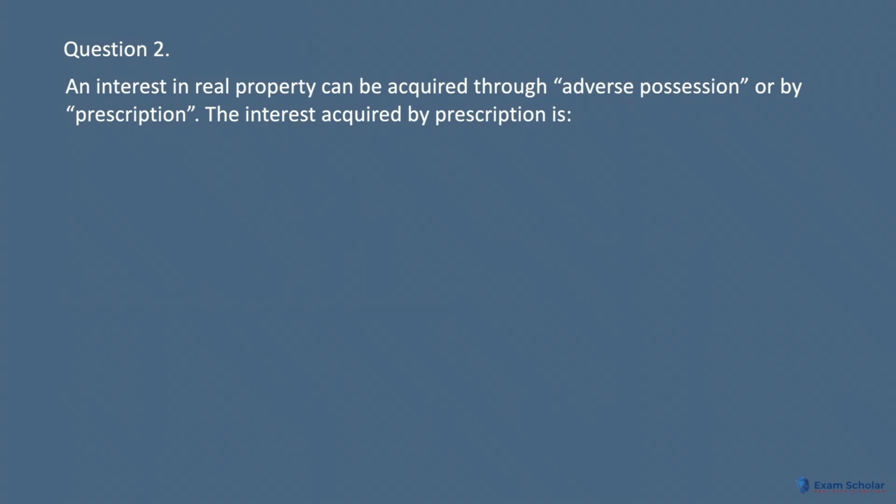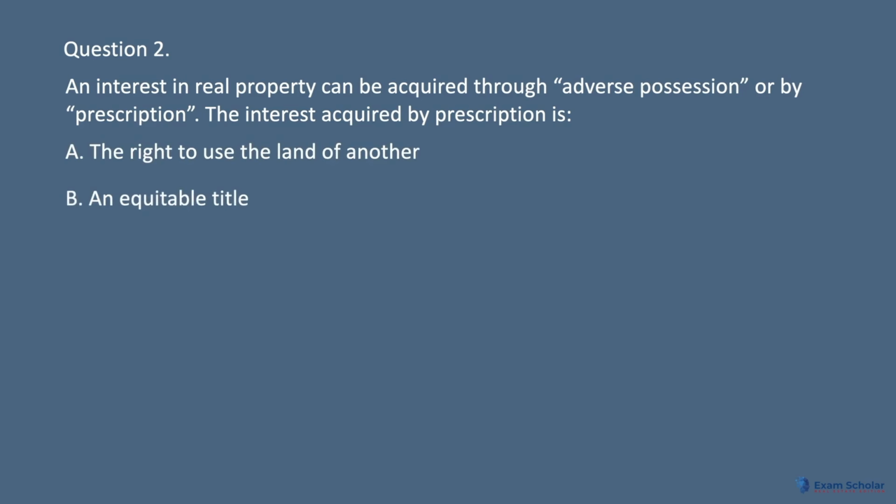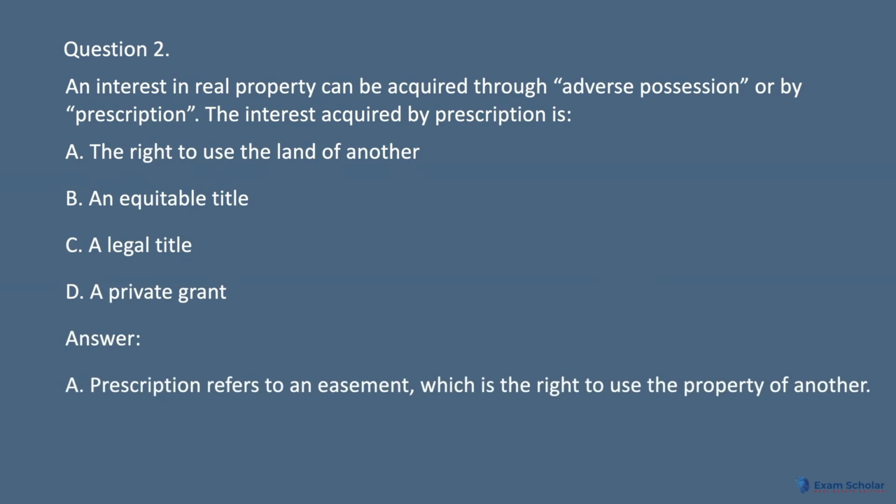Question 2. An interest in real property can be acquired through adverse possession or by prescription. The interest acquired by prescription is: A. The right to use the land of another. B. An equitable title. C. A legal title. D. A private grant. Answer: A. A prescription refers to an easement, which is the right to use the property of another.